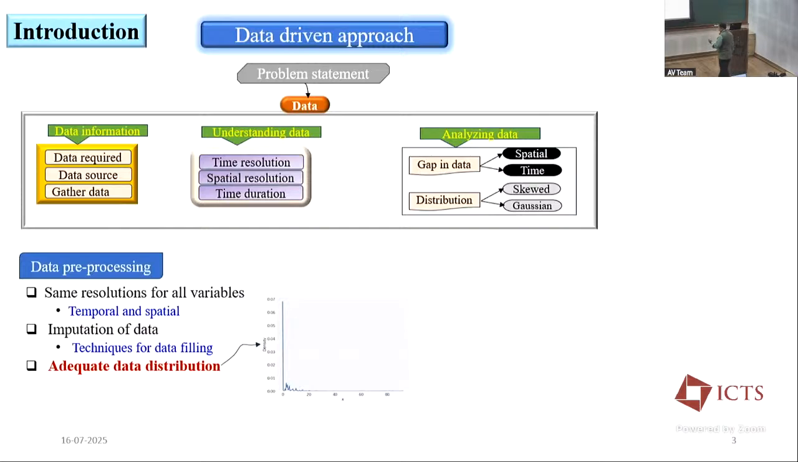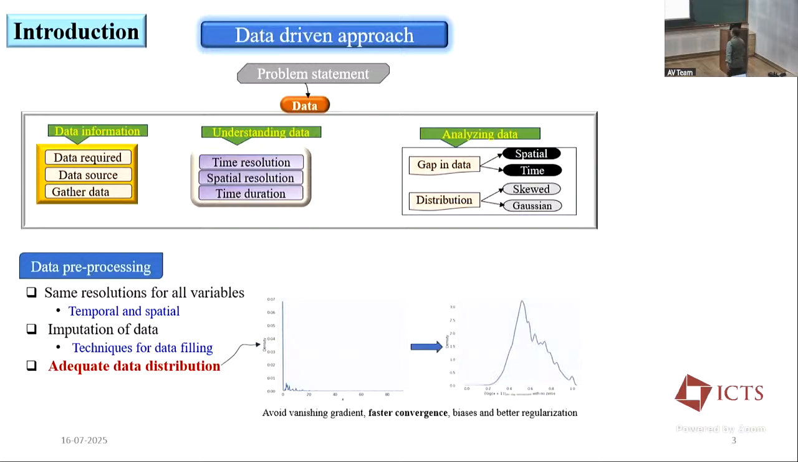Now data distribution: suppose this is the data. Can we use it directly? It is skewed. What to do? We have to move it this way. How to move it this way? You have to decide that based on the data characteristics.